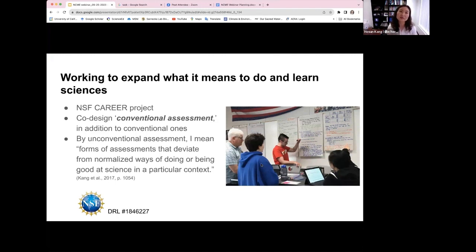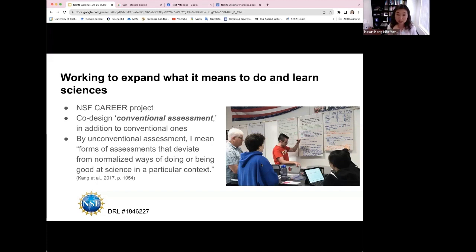So I began to think really critically about how to approach the work of assessment and curriculum design. I began thinking about how to expand what it means to do science and learn in science. So in the next project, as we continued engaging in this co-design of curriculum and assessment, one of the big emphases that I began to put forward is co-designing unconventional assessment in addition to conventional ones. By unconventional assessment, I mean the forms of assessment that deviate from normalized ways of doing and being good at science in a particular context.